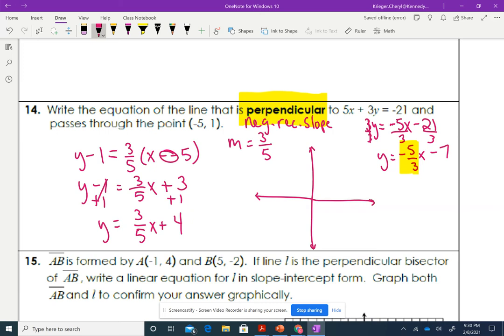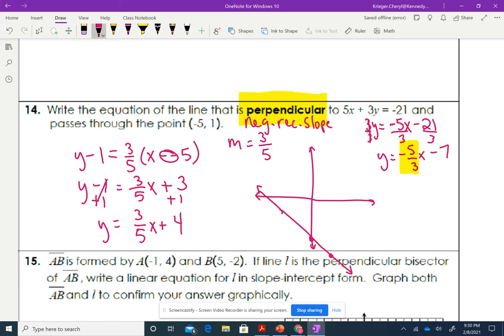Negative 5/3 x minus 7 would look something like this. Right, here's negative 7. My y-intercept is negative 7. Down 5 over 3 would look something like this, right?